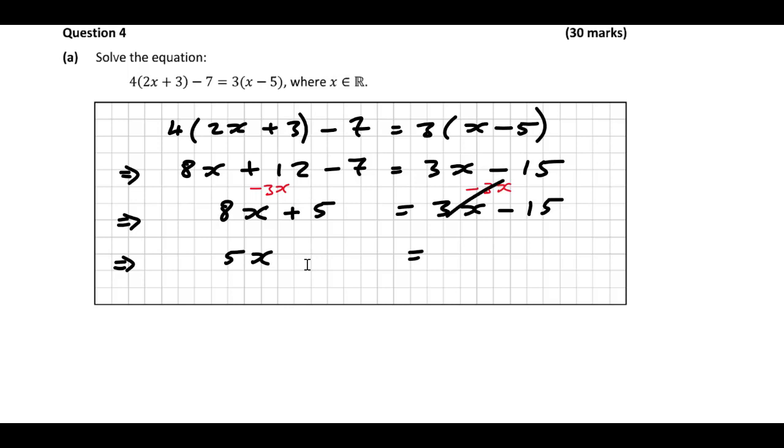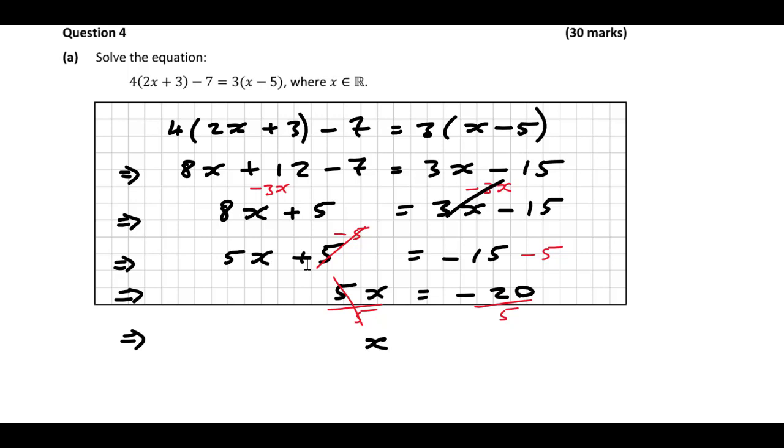Now plus 5 is equal to minus 15. Next thing I'm going to do is take this plus 5 and subtract 5 from this side. So that will give me on the left hand side 5x, on the right hand side minus 20. Next, I want to get rid of this 5, so I'm going to divide by 5, divide by 5. That'll leave me with x here and minus 4 on this side. Okay, so that's part A.